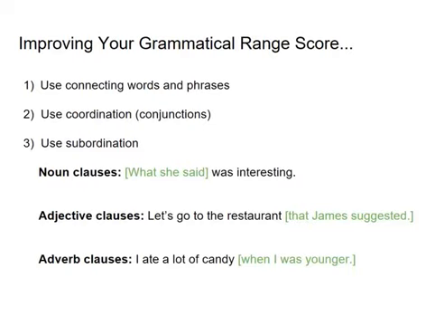I ate a lot of candy when I was younger. That "when I was younger" tells us when this person ate a lot of candy. It functions as an adverb in this sentence. That kind of clause can be really good, and if you can use these types of clauses successfully, it can pull your score up, because these are difficult things to do fluently, and it shows that your English grammar level is quite high if you've mastered these.